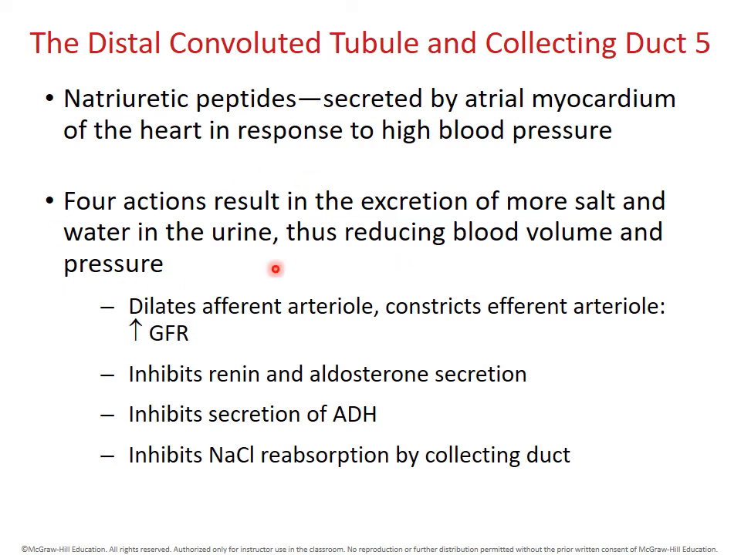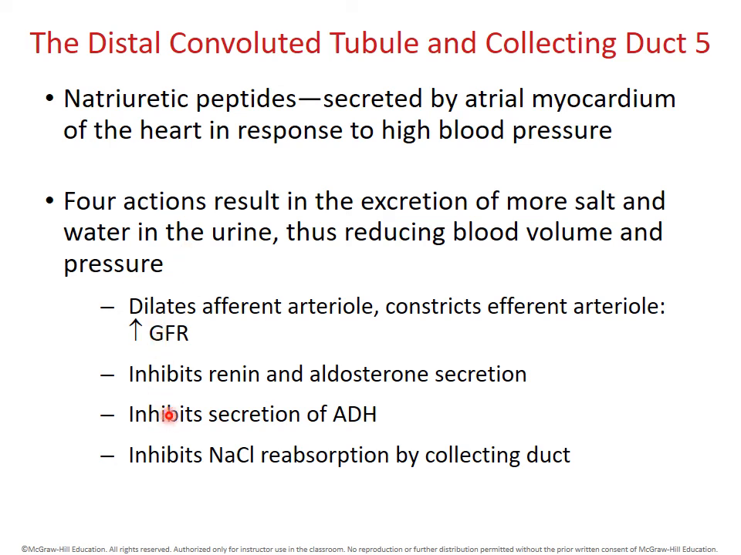So how do the natriuretic peptides do their job of decreasing sodium reabsorption? Well, they dilate the afferent arteriole and constrict the efferent arteriole. What's that going to do? That's going to increase glomerular filtration rates. And if I increase glomerular filtration rates, remember, I get faster flow of fluid through the nephron, and that faster flow reduces how much sodium and water I can reabsorb. So that's one mechanism of action.